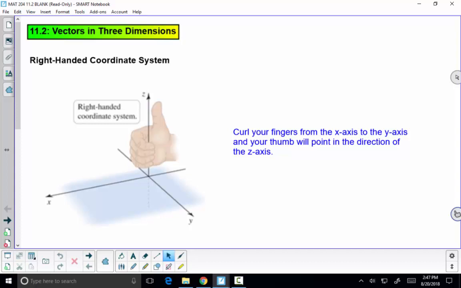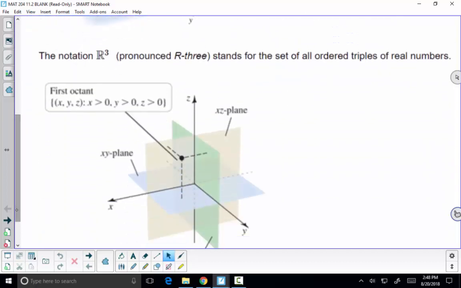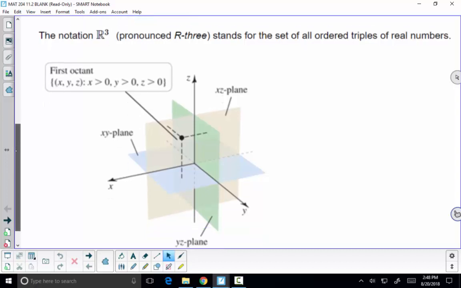So if you go from x to y, z is going to be up. Here we're rolling from x to y, so z is up. If you went from x to y and you wanted a left-hand system, you use your left hand from x to y and z would point down. So we always use a right-hand rule. It's just our convention. Curl your fingers from x to y and z will be in the direction of your thumb.